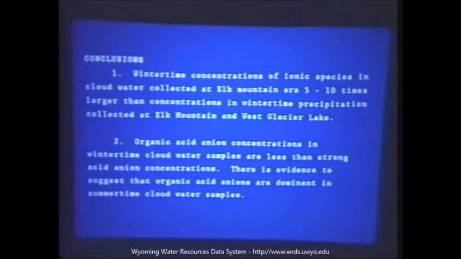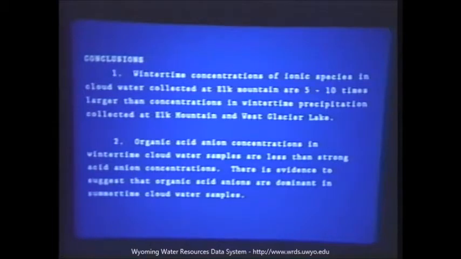So in conclusion then, wintertime concentrations of ionic species in cloud water collected at Elk Mountain are 5 to 10 times larger than concentrations in wintertime precipitation collected both at Elk Mountain. That was the samples that I showed you in the regression fits of, say, nitrate versus sulfate in snow, and from the West Glacier Lake NADP site.